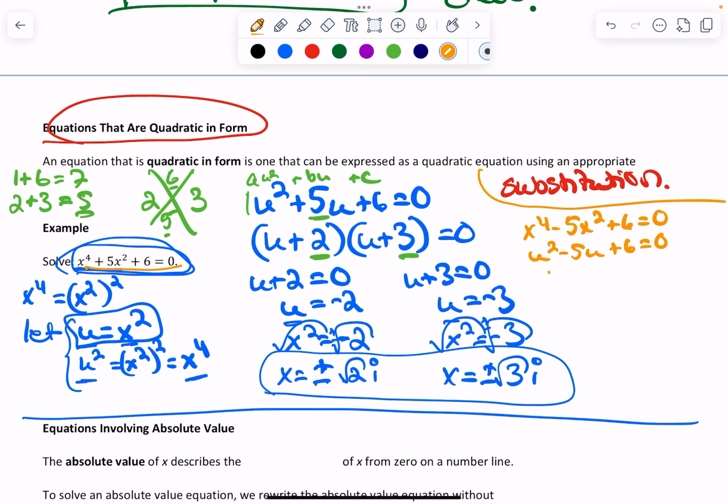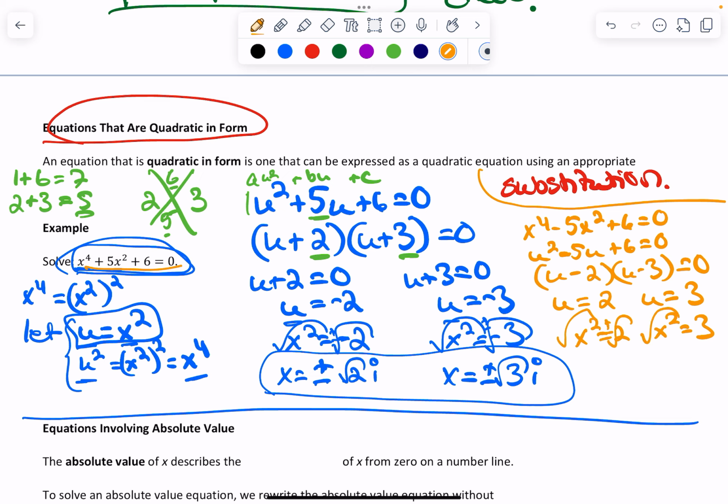Now this is going to be u minus 2, u minus 3 equals 0 because of this negative right here. And this would give us u equals 2 and u equals 3. I'm taking shortcuts here because I'm just showing that we would get x squared equals 2 and x squared equals 3. So take the square root, plus or minus, so x equals positive and negative square root of 2. X equals positive and negative square root of 3.